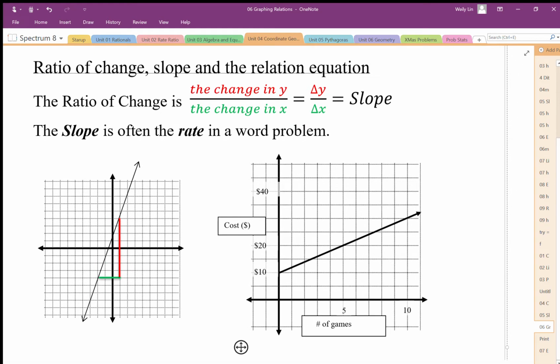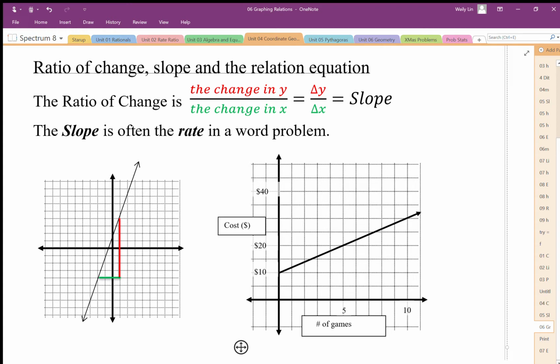So when we talk about the ratio of change, really we're talking about the slope in the relation. Okay, and we're talking about the slope in the equation, and that slope often represents the proportional change, or constant proportional change. And that's what gives us a straight line. So that's our slope. And that shows up often as the rate in the word problem.